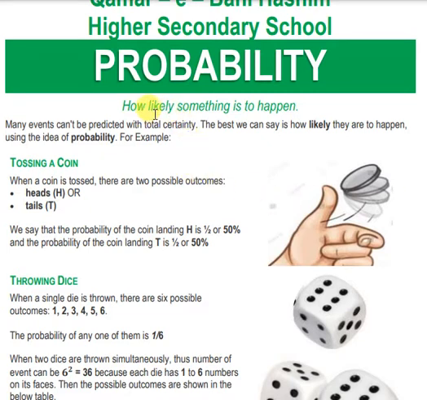Probability simply talks about how likely something is to happen. What are the chances that some event will occur? For example, what are the chances that Pakistan will win the match? If you are talking about chances, that comes in the field of probability in mathematics. Many events cannot be predicted with total certainty. You cannot say that Pakistan will win. You don't have certainty in it, right? The best we can say is how likely they are to win. You are not 100% sure, but you can give some probability there, right?